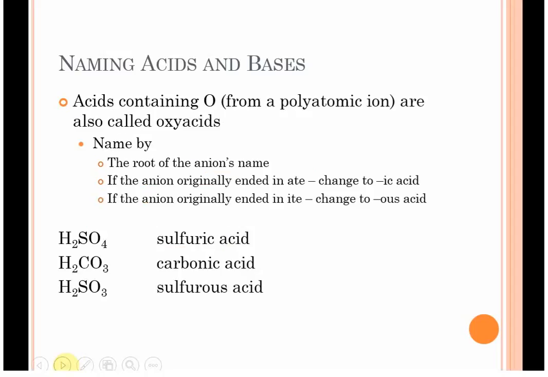Once you contain oxygen, usually those are from the polyatomic ions. These are called oxyacids, and you're going to use the name of the polyatomic ion to determine the name of the acid. So if you originally had an ion that ended with ate, now it's going to be ic acid. If it originally ended in ite, now it's going to be ous acid.